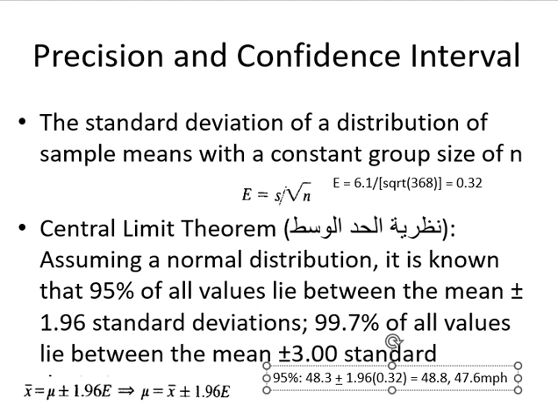So 95% of the values are in this range. 95% of what? 95% of all values. Do I have all values? No. I have how many values? 368, right? Is 368 the total? No. It is the total of this sample.